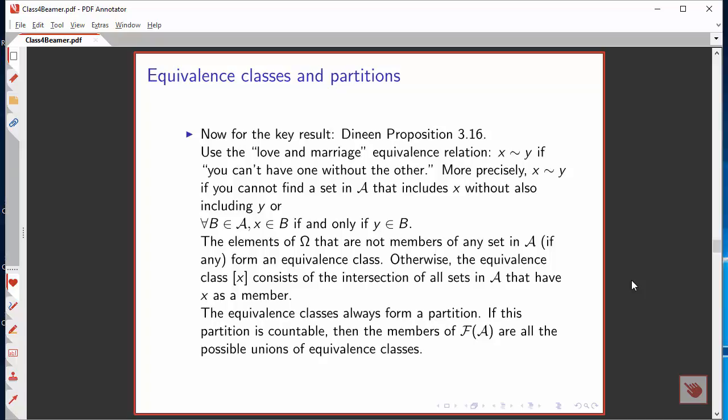These equivalence classes always form a partition, and if this partition is countable, which will frequently be the case, then we get our smallest sigma field that includes A by just saying we want to consider all possible unions of equivalence classes. You get plenty of practice in doing this when you work on the problems that we'll be solving in class.